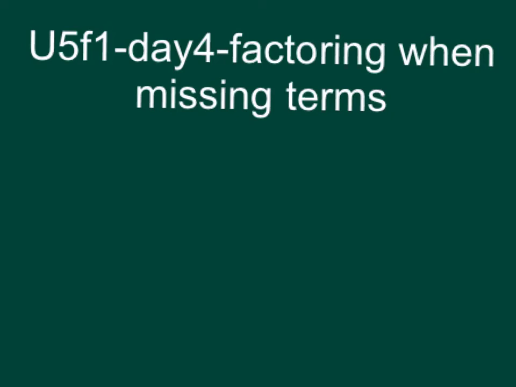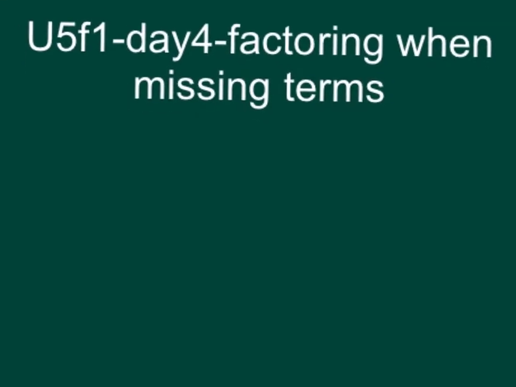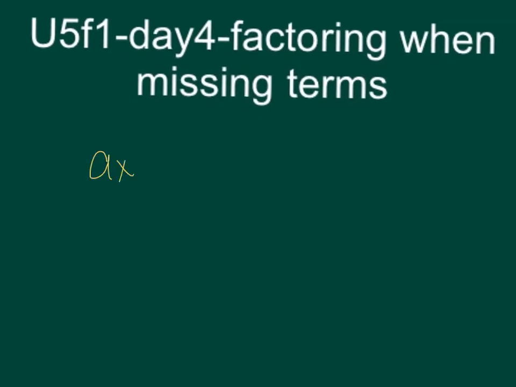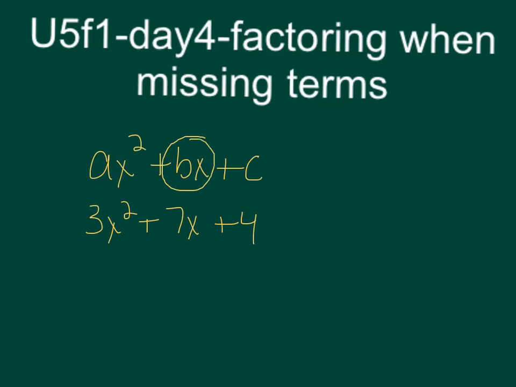Alright, Unit 5, Formative 1, Day 4: factoring when missing terms. So we've been dealing with trinomials that look like ax squared plus bx plus c, okay, 3x squared plus 7x plus 4. Well, today we're going to look at the ones where we're missing the middle term. So it'll have an x squared, and then it'll have your constant or your number, so there won't be any x term. And what do we do with that?